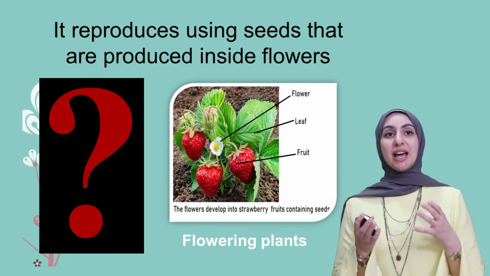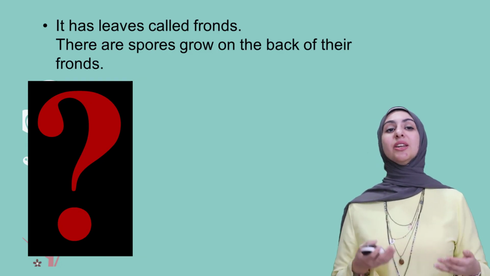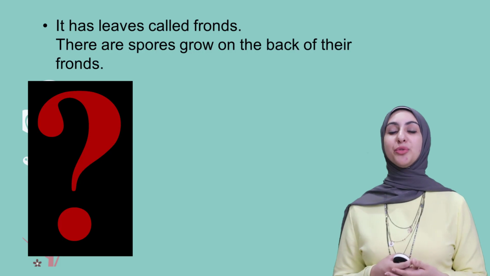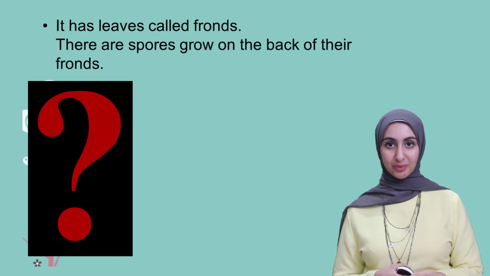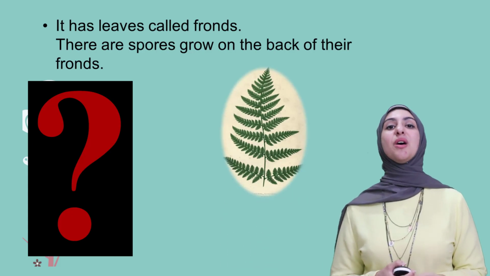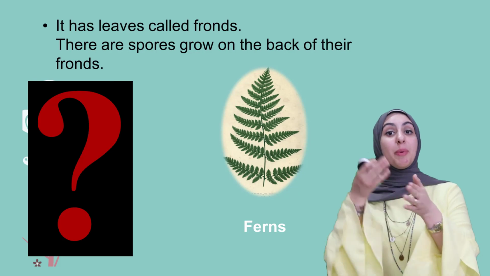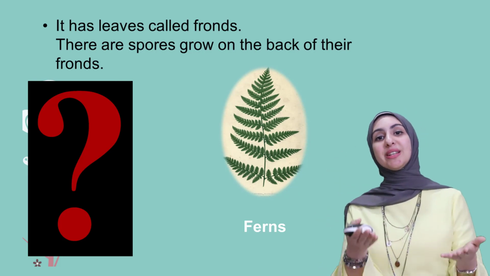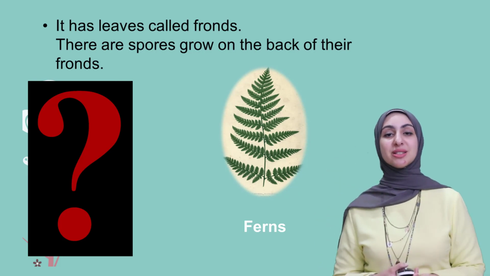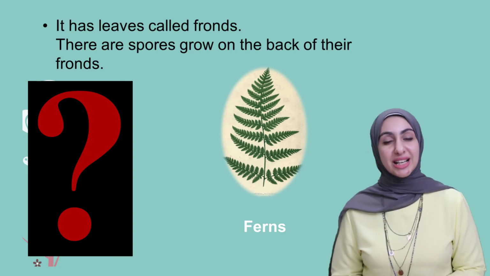Okay. The fourth one and the last one, it has leaves called fronds. There are spores growing on the back of their fronds. Yes, ferns. Because here I said there are spores grow on the back of their fronds, so this is specialized for the ferns group.